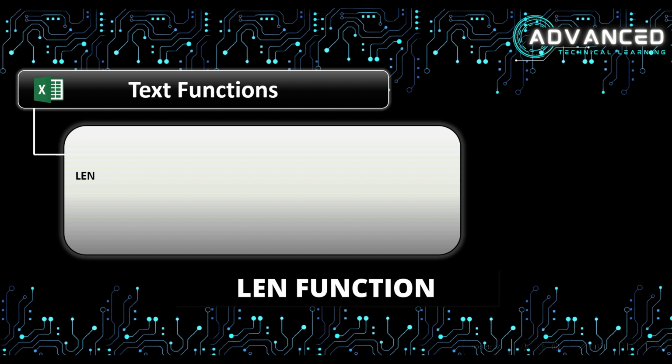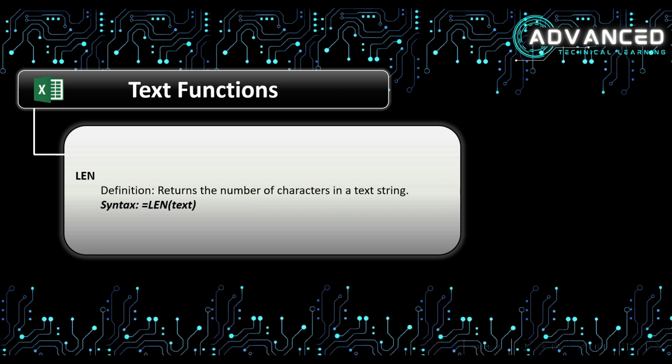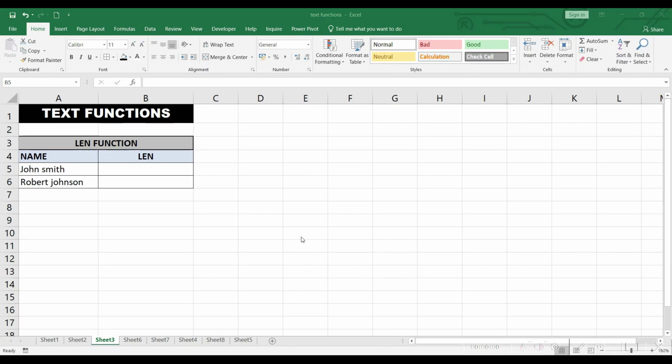LEN function. LEN function is used to find the number of characters present in the text string. Here is the syntax for the LEN function. So let's see how to perform LEN function in Excel workbook. Equals to LEN, select text and enter. It will show you the number of characters present in the text string.